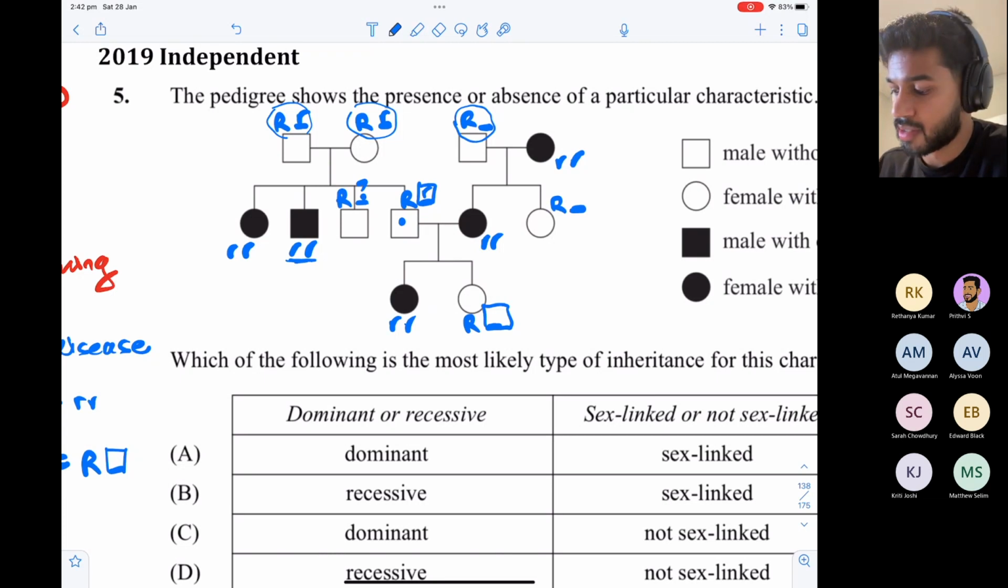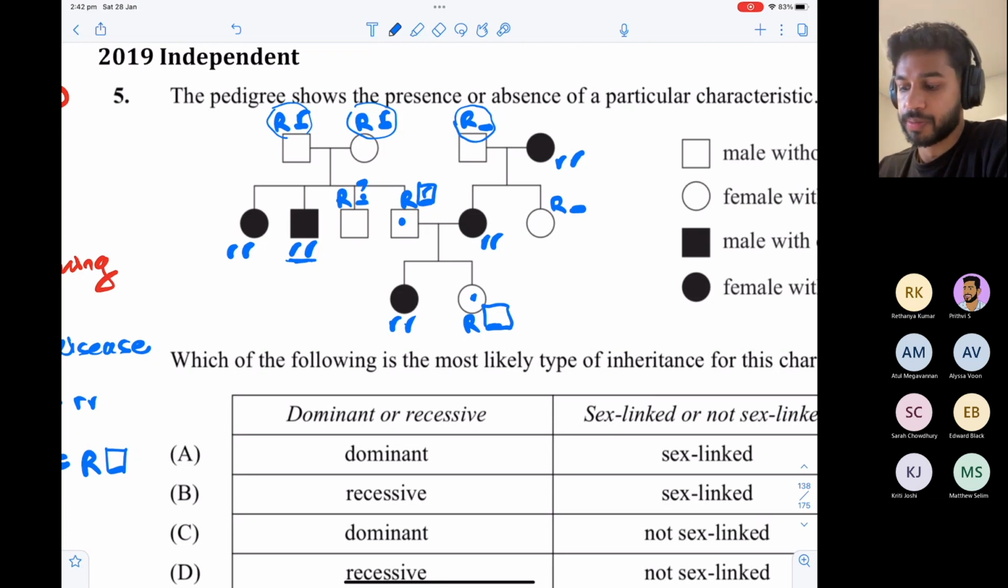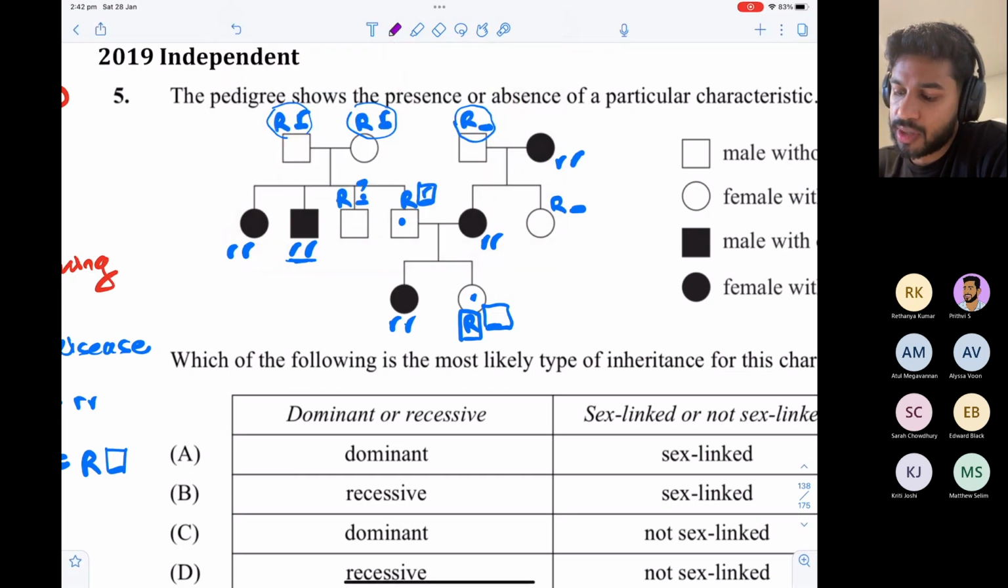Britannia, what must this individual, generation 3, individual 2, what must that letter be in the box? It could be either, right? Are you sure? Think really hard. There's a big R here. Who must the big R have come from? This person or this person? 1 or 2? Where did the big R come from?